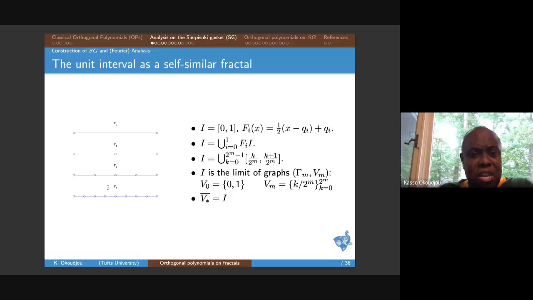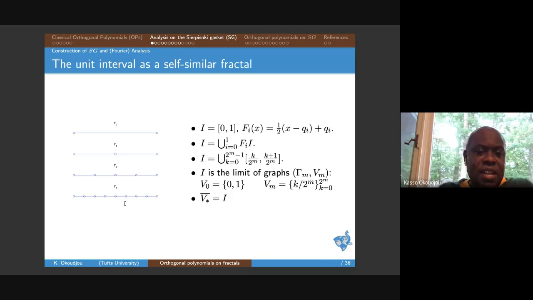So what I call gamma zero is a graph with two vertices, these two, joined by this edge. And then gamma one is a refinement of gamma zero, where I take the midpoint between these two points. So I add one extra vertex, and I still get my graph to be connected. And then gamma two is what I get by repeating the process one more time. I take the half of the left interval, and then the half of the right interval. I get two new vertices, and then I keep joining them. And then I keep doing this, and I'm going to get in the limit the unit interval.